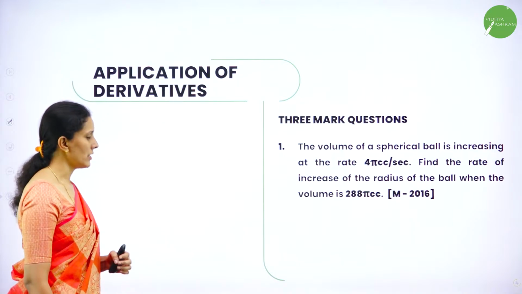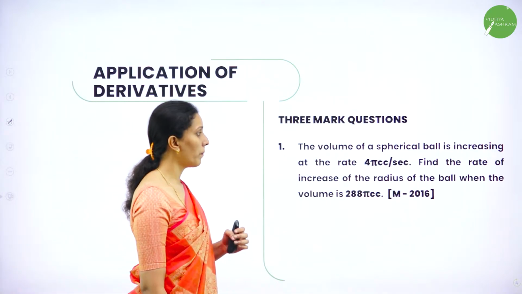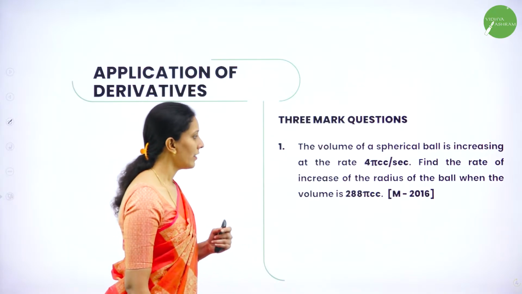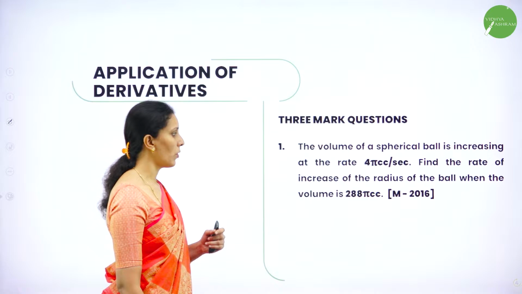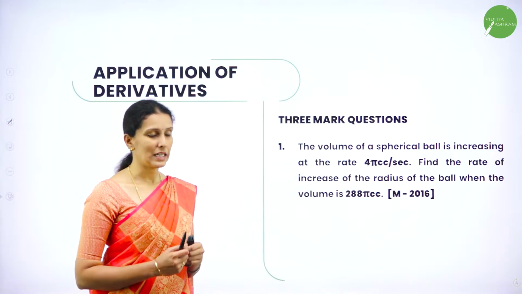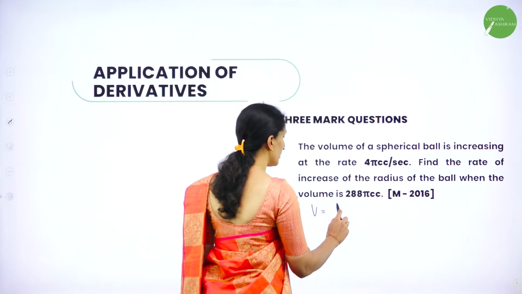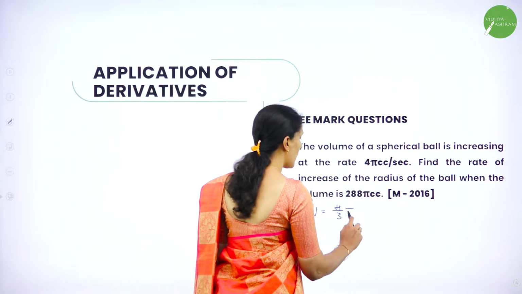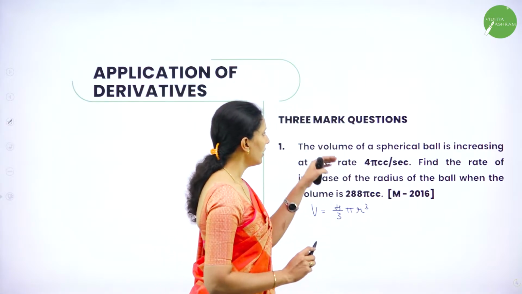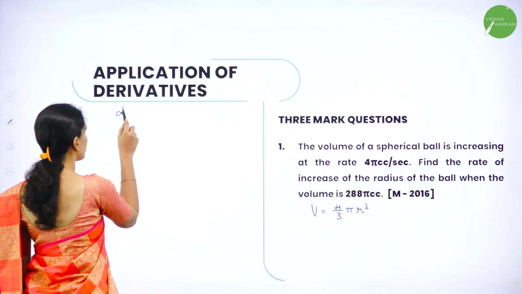Our first question is, the volume of a spherical ball is increasing at the rate 4 pi cc per second, that is cubic centimeter per second. Find the rate of increase of the radius of the ball when the volume is 288 pi cubic centimeter. We know that the volume of a sphere is 4 by 3 pi r cube. They have given the rate of change of volume, that is they have given dV by dt.